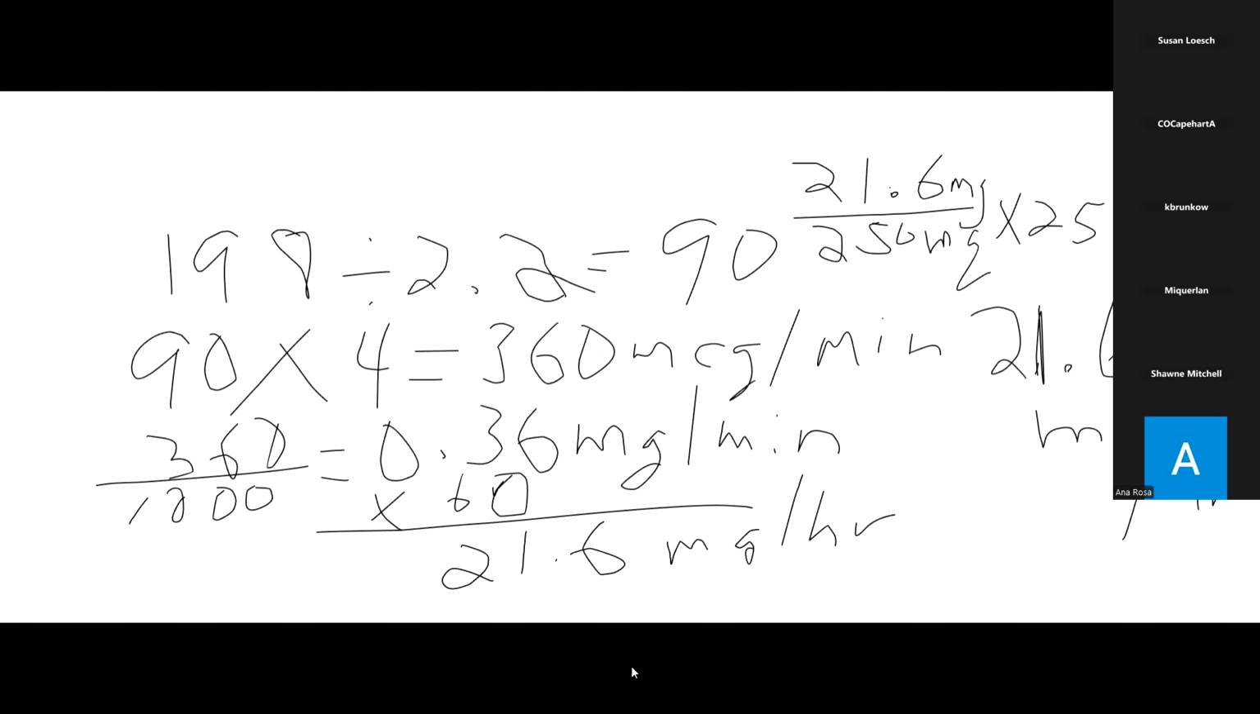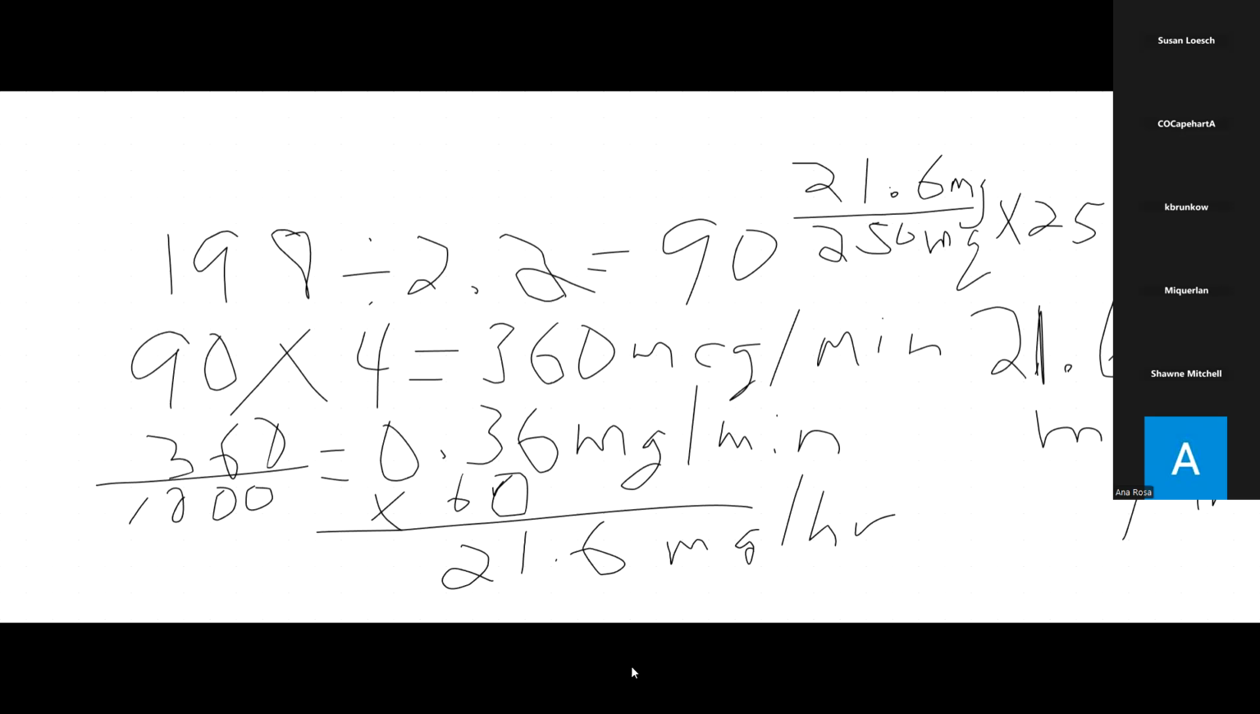Okay, let me go back and talk over all the steps so I don't lose anybody. I took the weight and divided it by 2.2. That gave me 90 kilograms. I took my 90 kilograms times my ordered dose of 4 micrograms per minute. That gave me 360 micrograms per minute. Then I divided by 1,000 to convert my micrograms into milligrams, and that gave me 0.36 milligrams per minute.